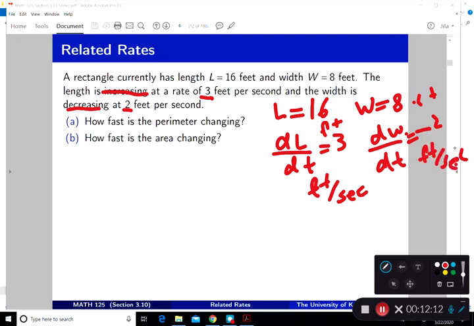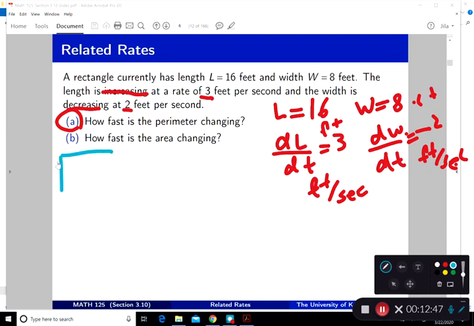Okay, so I know all of that, and what the first part of the question is asking is how fast is the perimeter changing? So I know the rate of change for length and width, and we're trying to figure out the rate of change for perimeter. What we need to do is to relate perimeter to length and width. How do I do that?